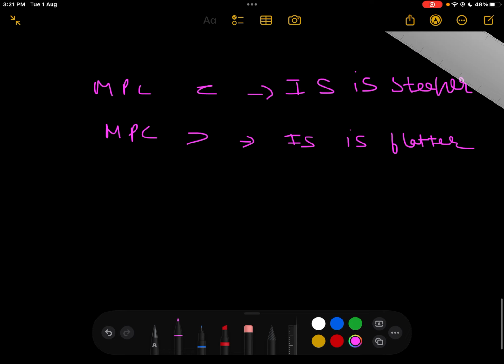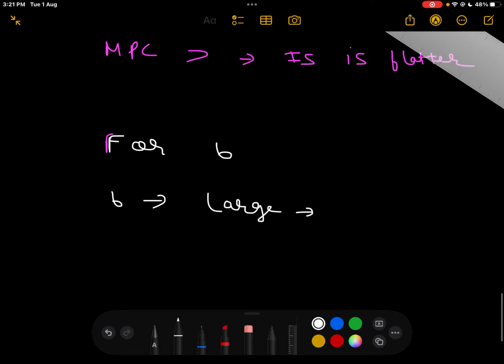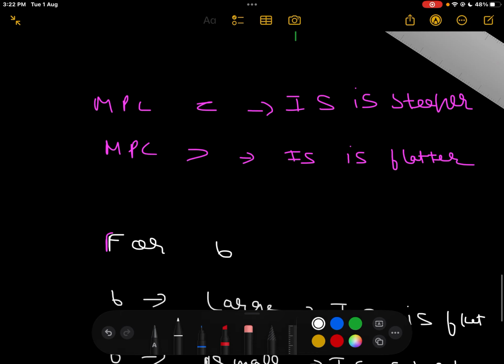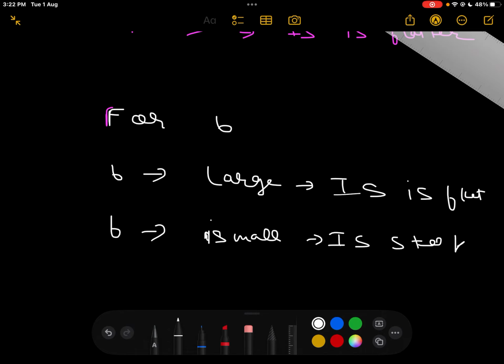And for B, what will we do? When our B is large, our IS is flat, and when B is small, our IS is steep. So you can plot this on a graph, you will easily understand this.